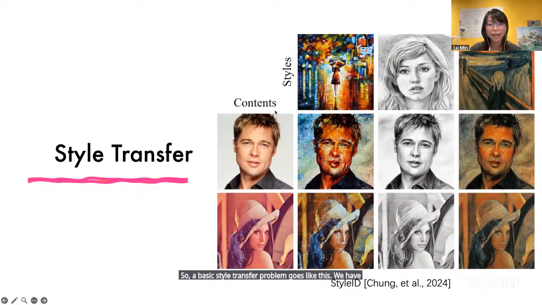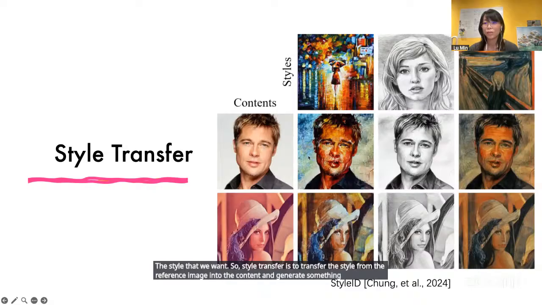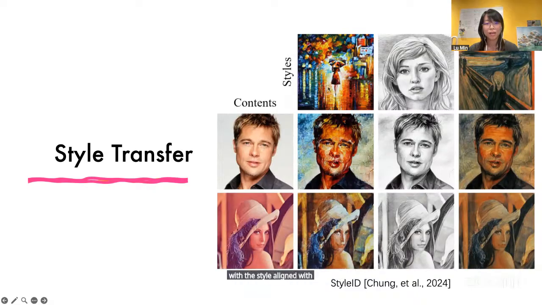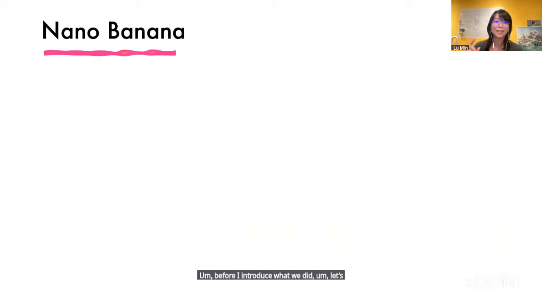We have a content image, and we have an image that represents the style that we want. So style transfer is to transfer the style from the reference image into the content and generate something with the style aligned with the reference. And here is a representative of style transfer work. We also work on this direction, but before I introduce what we did, let's first see Nano Banana.